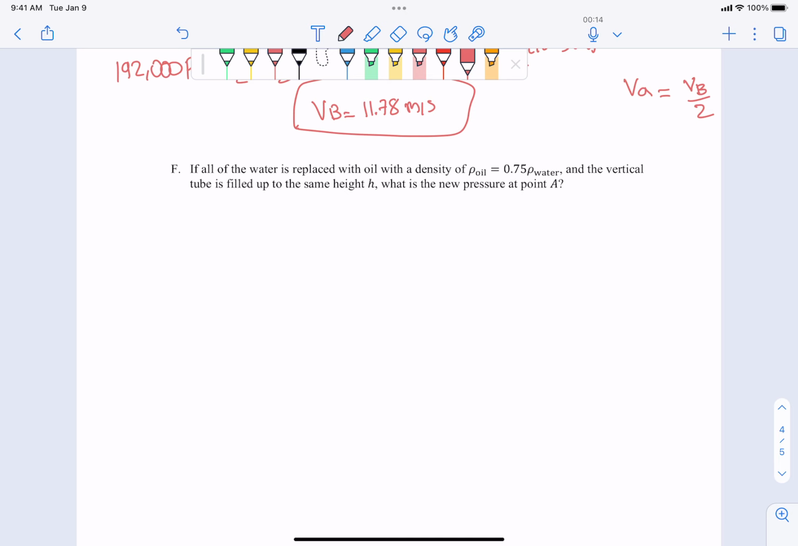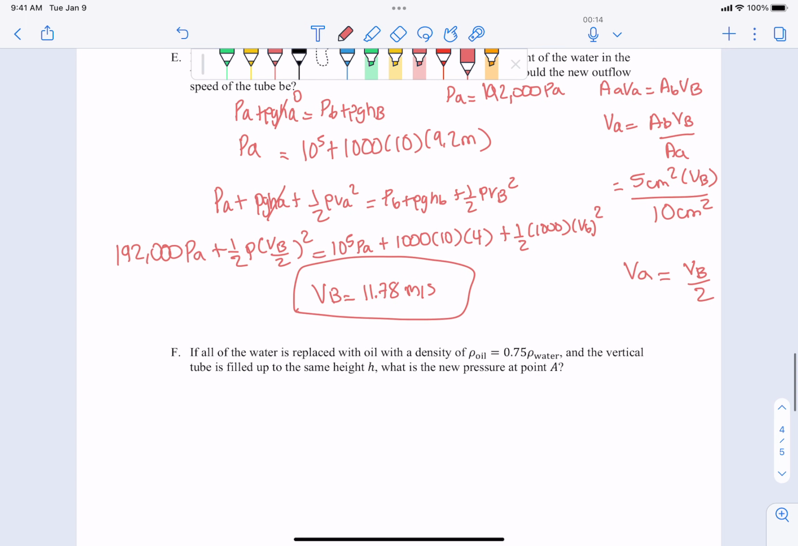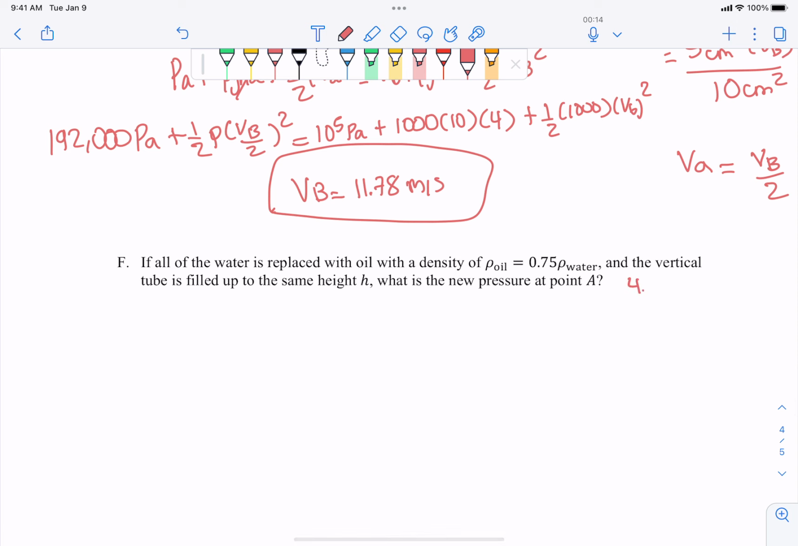That kind of brings me to part F. So it says if all of the water is replaced with oil with a density of 0.75 times the density of water, then the vertical tube is filled up to the same height. So now it's asking what is the new pressure at point A. Well, this is kind of redoing what we did for the first part of E, but now we're figuring out pressure instead. So we know now that the height will be the same, so 4.6 meters for that vertical tube. But now we're replacing the water with oil, right?